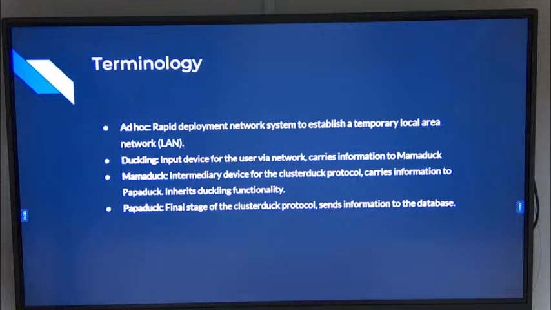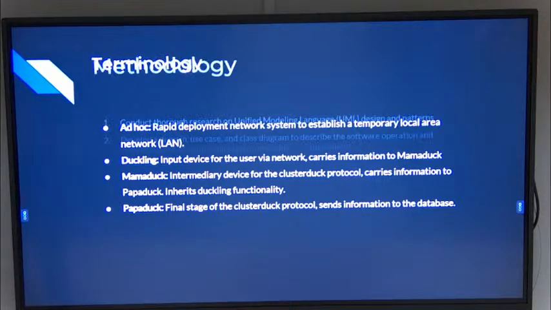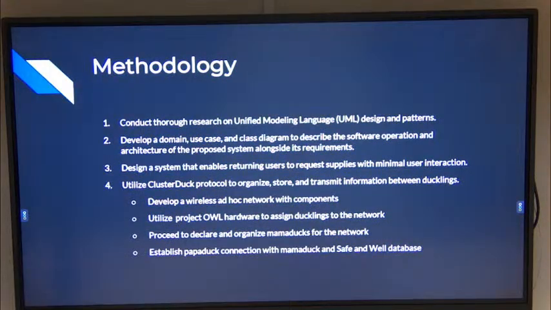Then we have Mama Duck, which is above the duckling, which will recompile a bunch of duckling data into an organized form so that it can be sent to the Papa Duck. The Papa Duck will collect information from the Mama Duck that will be sent directly to the database of the Red Cross. Now, our methodology for the project consists of first researching UML diagrams and how they can be used to describe software development and software architecture.